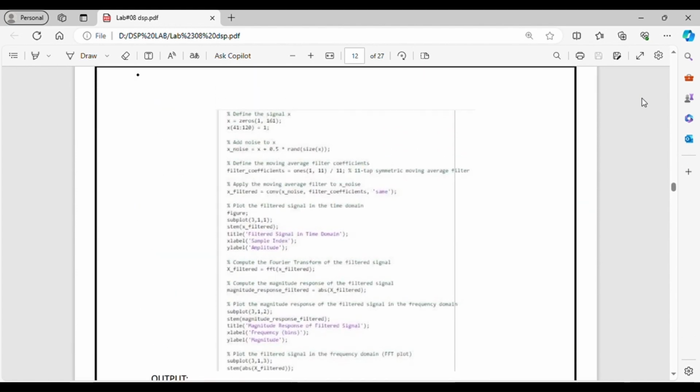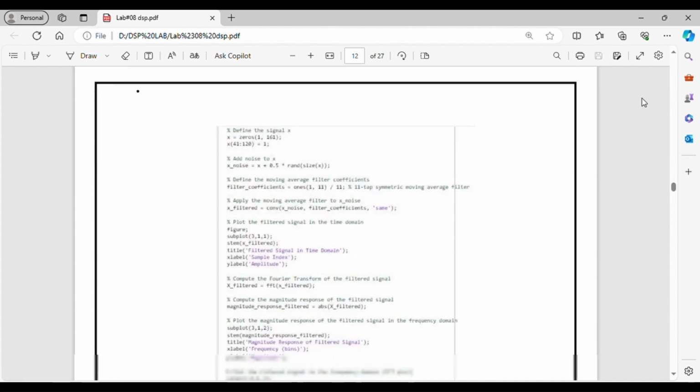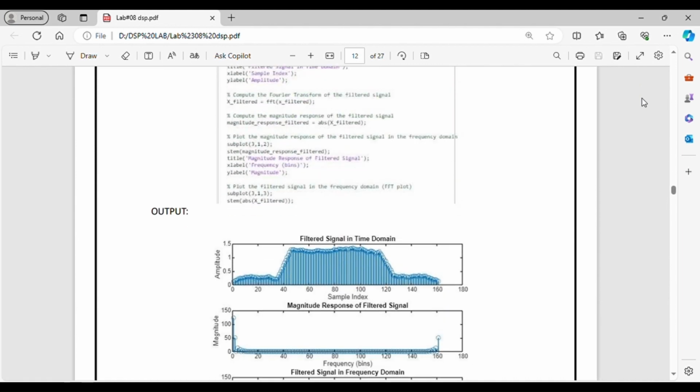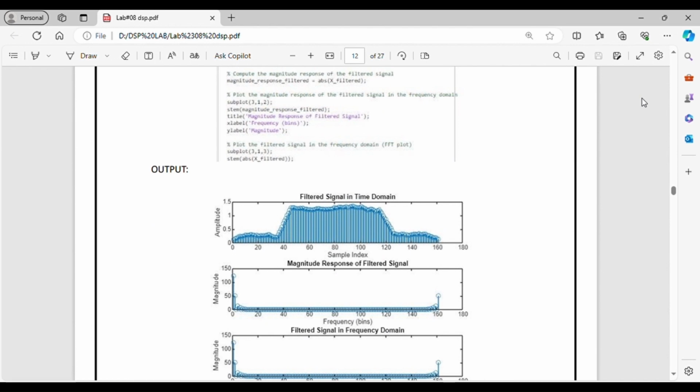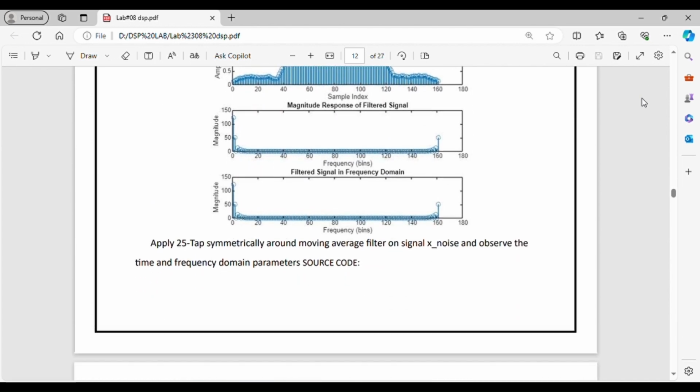This is also the same as the above, which gives the filtered signal in the time domain and the magnitude response of the filtered signal in the frequency domain.